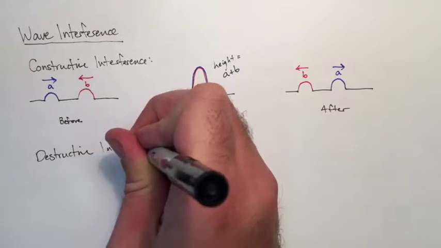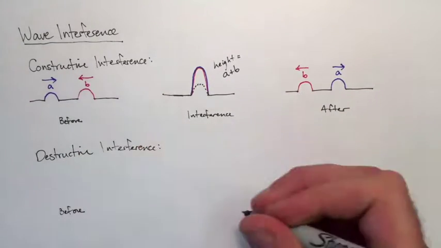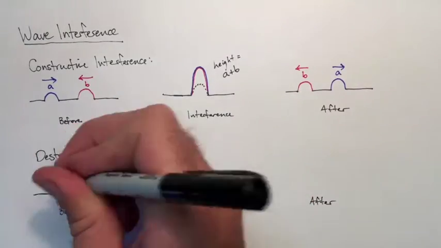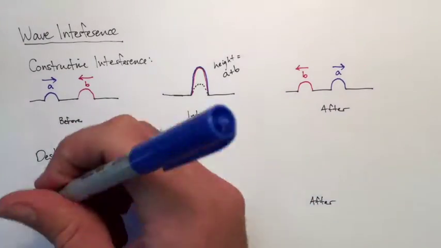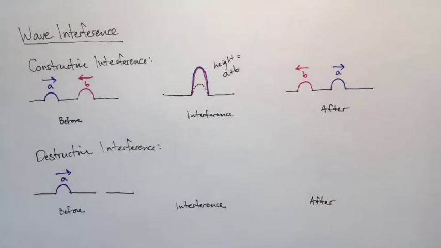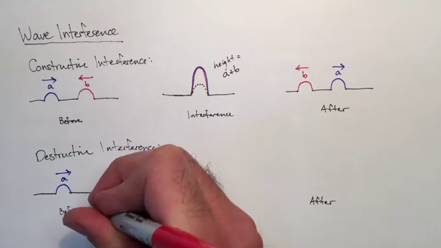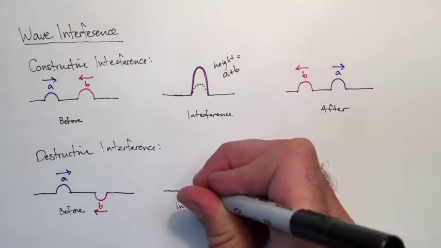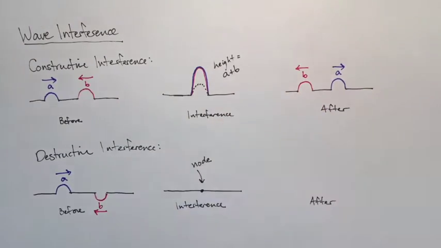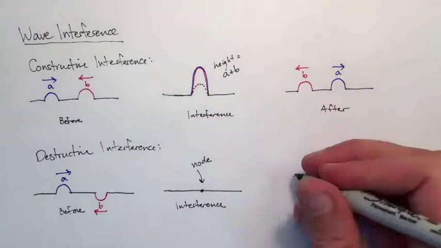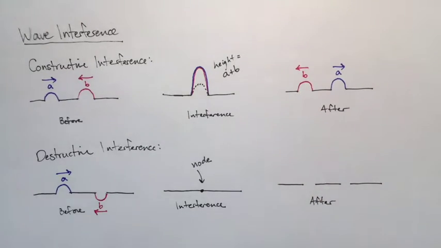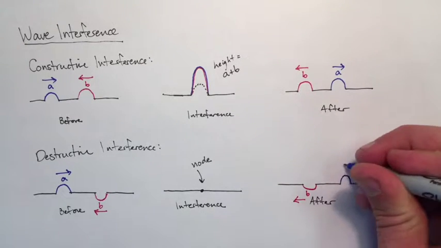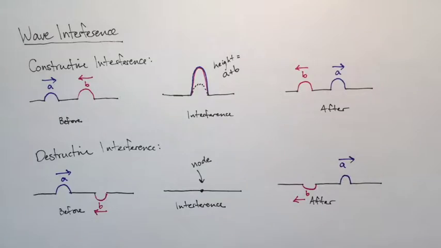If we look at destructive interference, here let's say we're going to look at what happens before and after again. We're going to have a positive A on a collision course here with a negative trough, which is going to be B. When they interfere, again, we're going to add the amplitudes together, but if they have the same values, let's say positive 3 and negative 3, they're going to cancel out to form a node. Afterwards, they pass right through each other again. B continues on, and so does A.